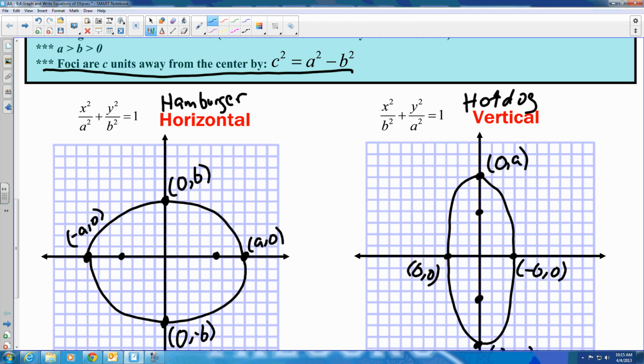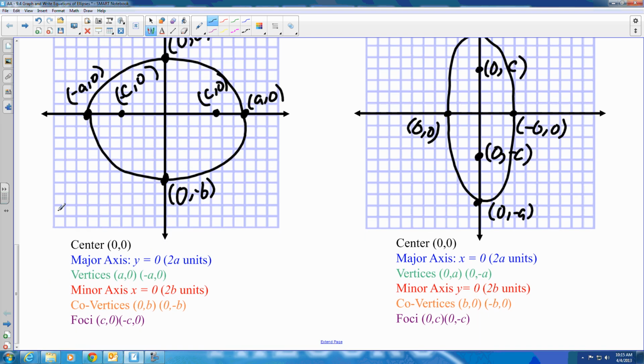So when I put these coordinates down, this one's going to be negative c comma 0, I'm sorry, and this one's going to be c comma 0. And then for this one, it's going to be 0 comma c, and this point's going to be 0 comma negative c, whatever it may be. We'll be able to figure it out once we use some other examples to help us solve our problems. Okay?